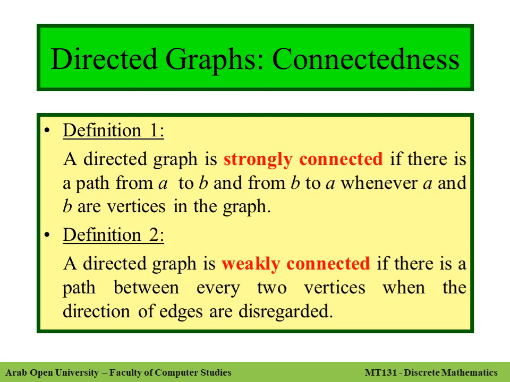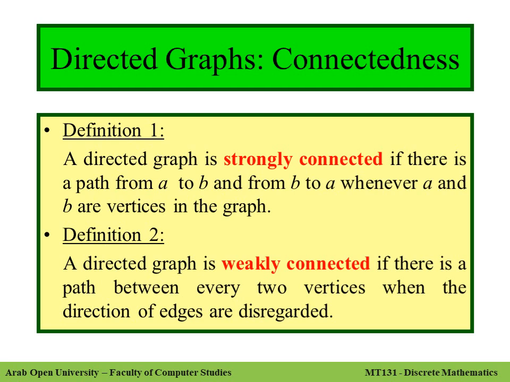So let's start with definition 1. A directed graph is said to be strongly connected if there is a path from A to B and from B to A whenever A and B are vertices in the graph. Remember now, these have to be directed paths. You need to be able to get from A to B and back from B to A. That is a strong condition. If it's satisfied, the graph is strongly connected, and this has to be true for all A, B in the vertex set.